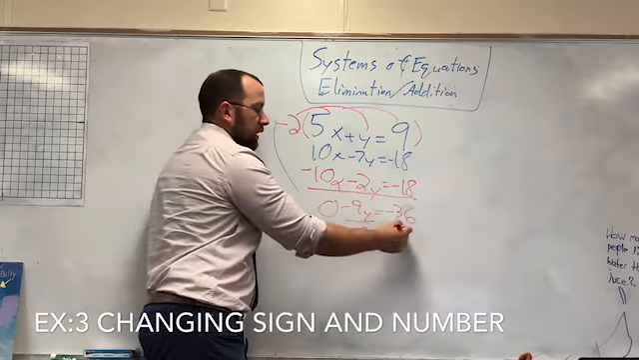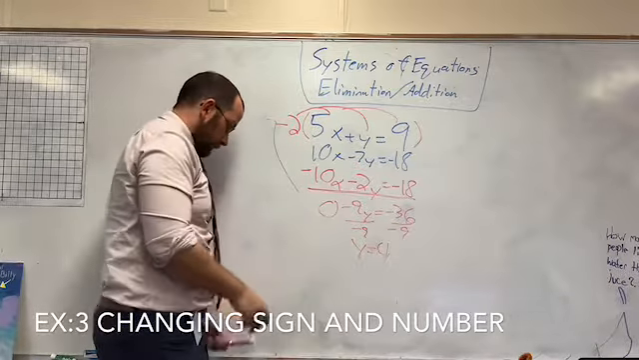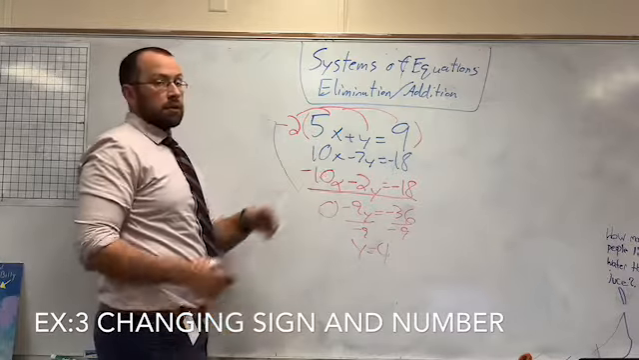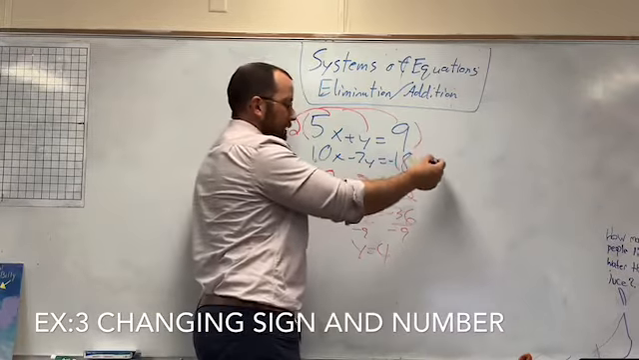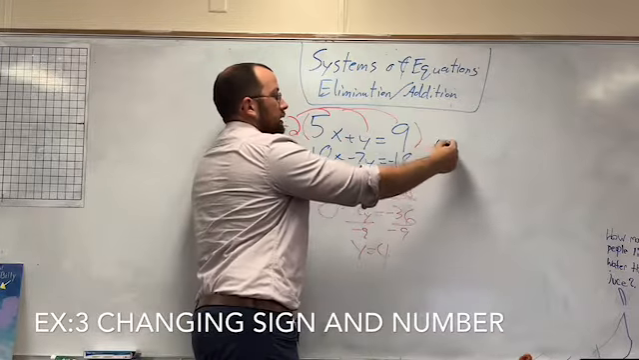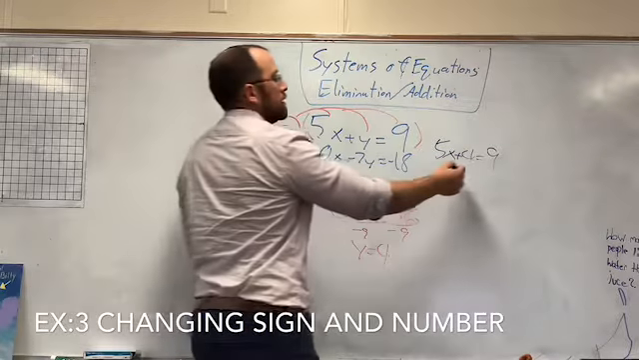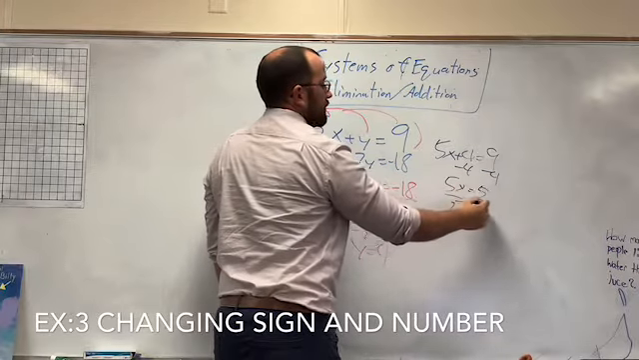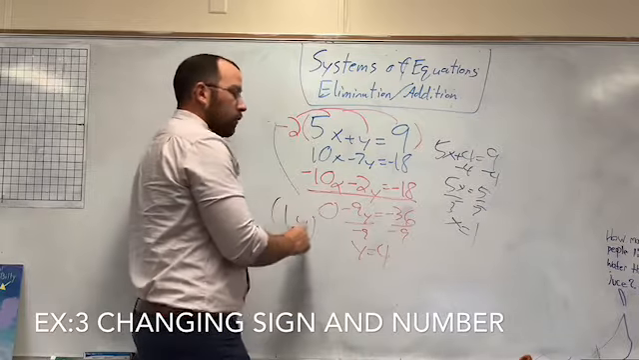Divided by negative 9, divided by negative 9. Y equals 4. There you go. Just treat this like an old school addition problem where you're setting it up. All right, so now we're going to find the x. We plug the y in right there. So 5x plus 4 equals 9. Subtract the 4, subtract the 4. 5x equals 5. Divide by 5, divide by 5. X equals 1. So our answer should be 1, 4.